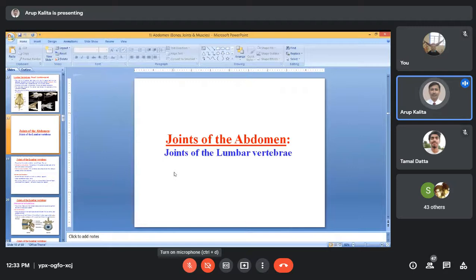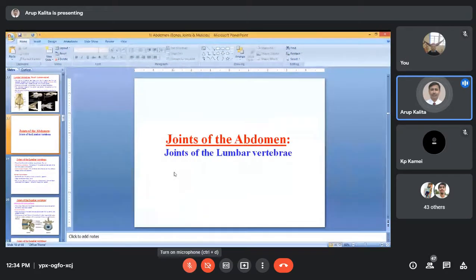Amphiarthrodial. Okay. So where do you find the amphiarthrodial joint? In between the bodies of the vertebrae. And the diarthrodial joint you will get in between the articular processes. Okay, you will get it in between the processes.